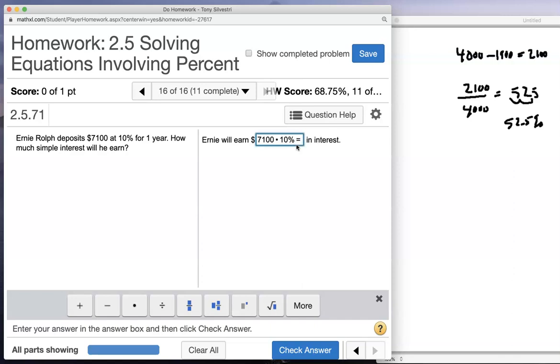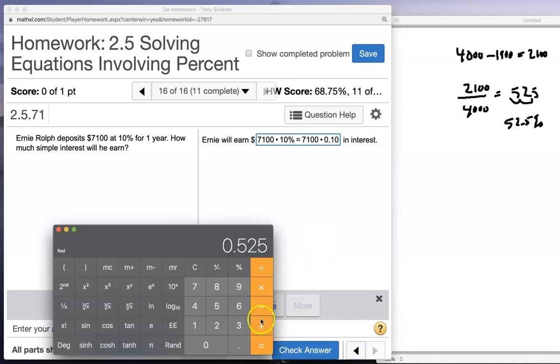Now we can't do percentages, we have to do decimals. So 7,100 times 0.10. See, I moved the percentage decimal over twice. Then I take my calculator and bang that out. 7,100 times 0.10 is equal to $710.